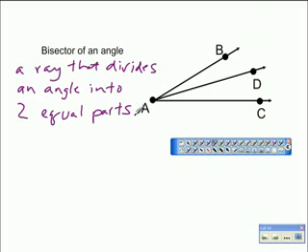So when we talk about an angle bisector, if you are told that an angle is bisected, that means you have two equal measured angles. So if I told you that this entire angle BAC was 30 degrees, and then I told you that ray AD was the angle bisector, you could say, okay, ABD and DAC are both 15 degrees. You can automatically just divide it into two.